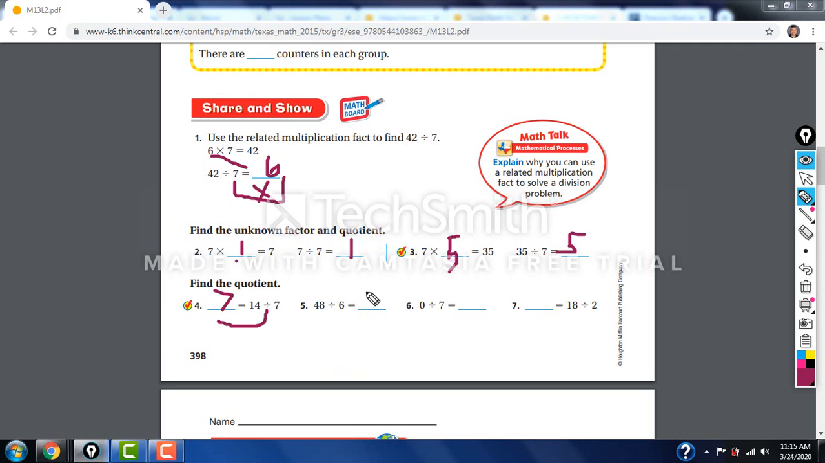48 divided by 6 is what? 6 times 8 equals 48. Very good. 0 divided by 7, you know that's 0. Because if you have nothing, you cannot divide 7 into it. So 18 divided by 2 is what? 9. Very good. Nice work. Thumbs up. Very nice. Good job. Let's go ahead and go to the next section. Hope everyone's doing okay.